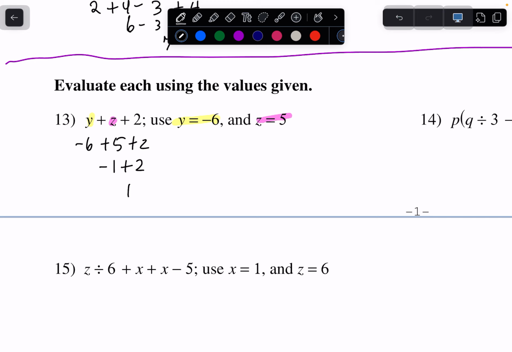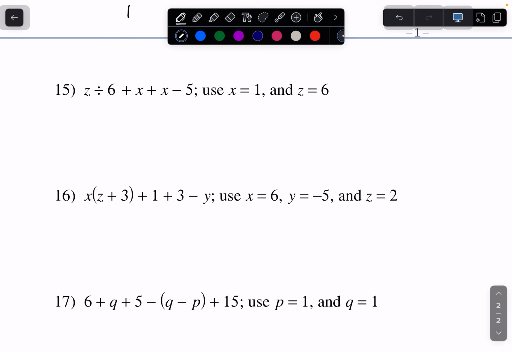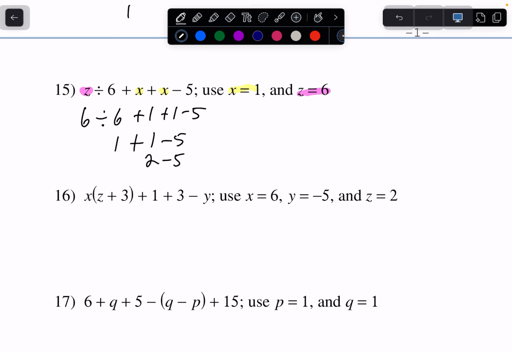Let's do another one. Let's look at 15. So x is given as a value of 1. z is given as a value of 6. So let's plop the values in first. Once you plop the values in, we are still responsible for doing order of operations. So now we have the division comes next. So that's 1 plus 1 plus 1 minus 5, which is 2 minus 5, or -3.